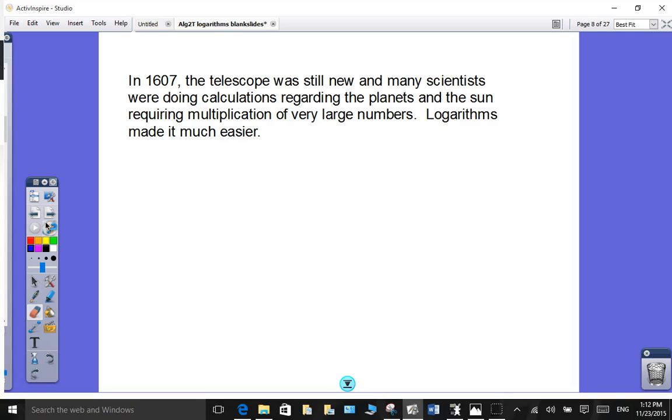So a lot of the big things that were done with the study of the stars and the planets happened after logarithms, after telescopes and things like that.